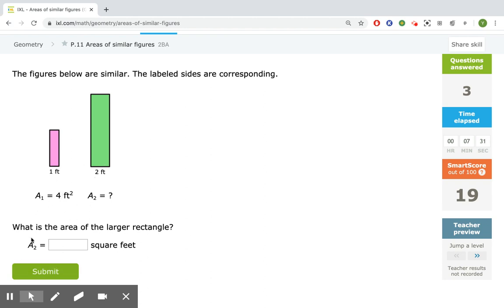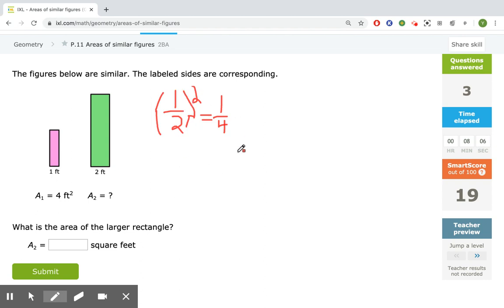So the ratio. 1/2. So you need the ratio of the side lengths. And you square it. 1/2 times 1/2, or 1 times 1 is 1. 2 times 2 is 4. So there's our first ratio. It's the square. You take the side lengths, make a ratio, and you square it.